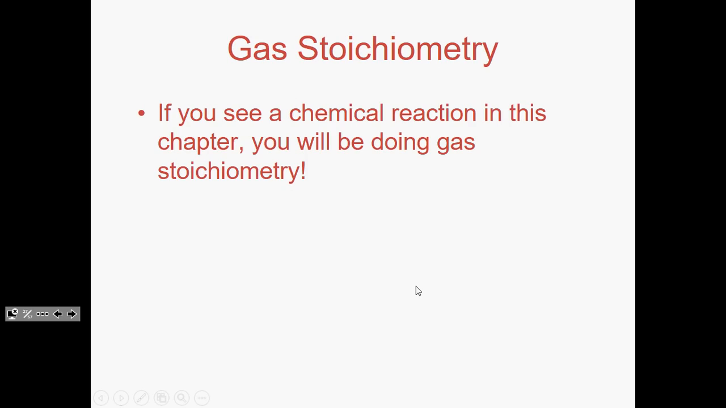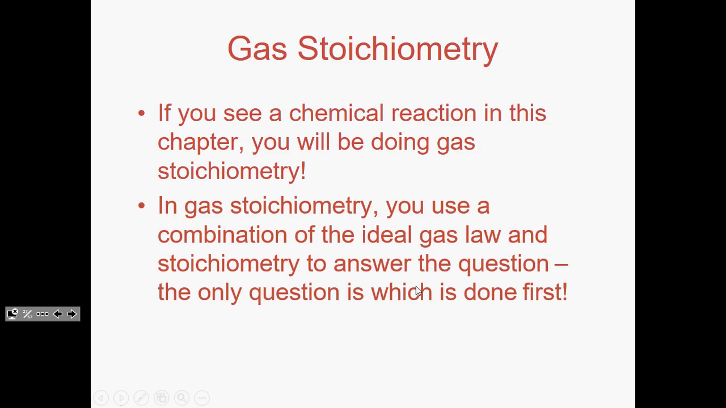Now, the next thing we're going to look at is gas stoichiometry. Like all stoichiometry, if you see a balanced chemical equation in the problem, chances are that equation is going to be used for a stoichiometric calculation. So keep in mind, if you ever see in a homework problem, or a problem on the review, or on the test, a balanced equation, think this is probably a gas stoichiometry problem.